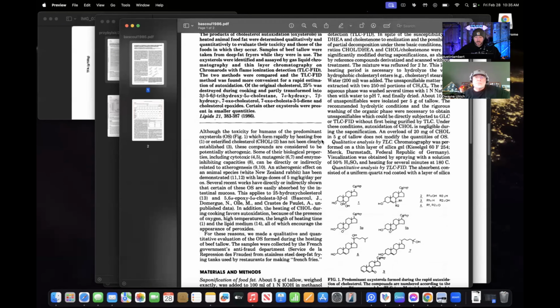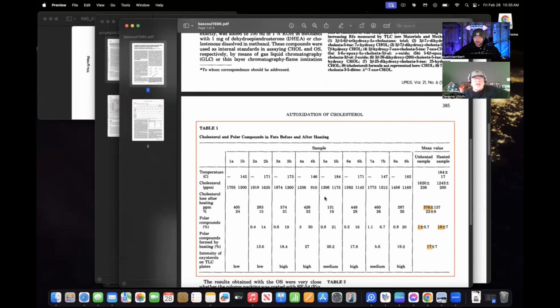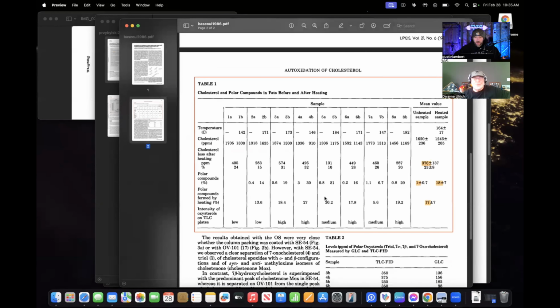under deep frying conditions. And so this actually looked at, well, what happens to beef tallow when we put it in stainless steel deep fat fryers and we use that for making French fries, a relevant topic today. Absolutely. So, what happened? Well, we can see that the percent of total polar components actually increased. And in more than a few of these, it increased to those levels that we would be relatively concerned with here.